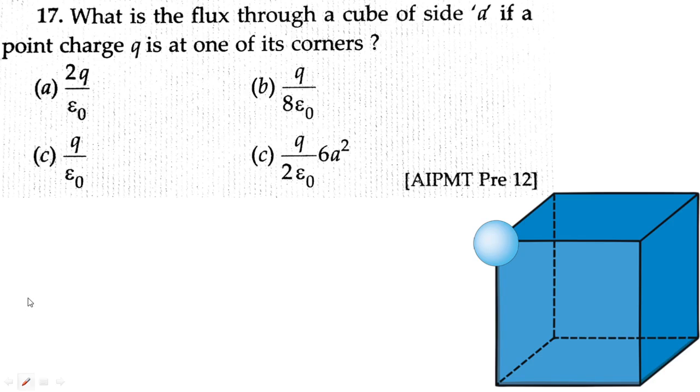The question is asking what the flux is that passes through this cube. For the calculation, we have to understand how the flux passes from this charge Q placed at the corner. Firstly, this charge Q will emit flux in a radial way, so a big spherical region of flux will be produced by this charge.